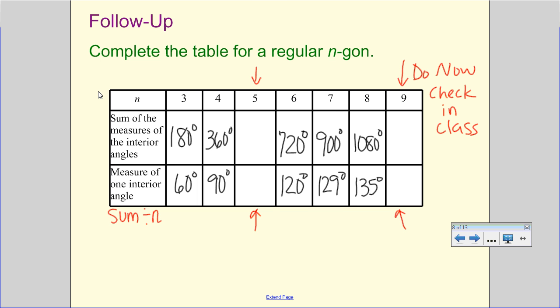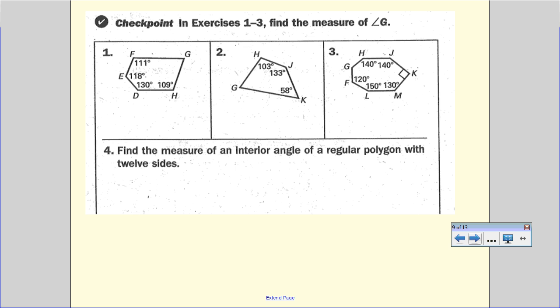All right. Let's take a look at our checkpoint. I need to find the measure of angle G.